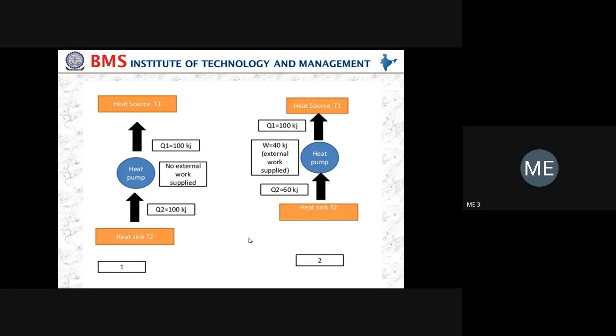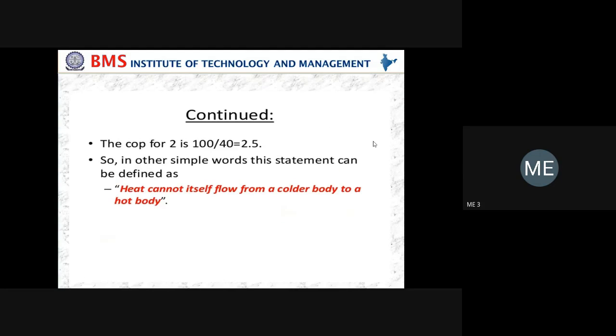2.5, correct. How? 100 by 100 minus 60, which is 100 by 40, which is 2.5. Exactly right. How about the first diagram? The COP is QH by QH minus QL. Here QL is zero, so it will be 1. Good. So in order to have a COP more than 1, we should have the work input. Then only you'll get a COP value greater than 1. Exactly right. What you said, it is 2.5. The COP for the second case is 2.5.